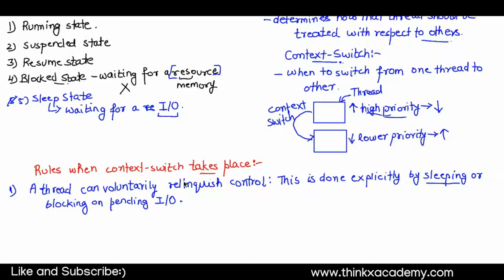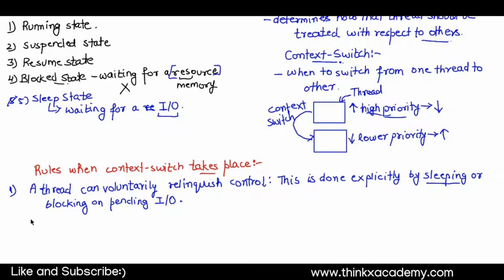So a context switch can take place when a thread is sleeping. Even if there is a high priority thread and it needs input to do further execution, it will sleep, and when it sleeps, it has actually relinquished, denied control. It means that it will not execute.